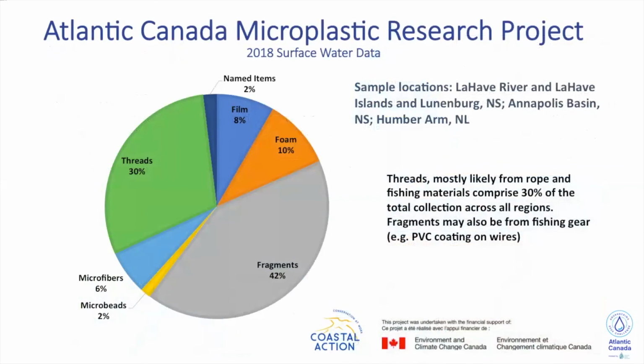So as a little bit of a case study, I wanted to show you some of our surface water data. And this gives a great outline of what is being seen in nearshore environments of Atlantic Canada. Right away, we see that threads, and this can be from a variety of different things, but what we notice right away is a lot of these threads are from fishing related activity. So that's around 30% of the samples across all locations, as well as fragments.